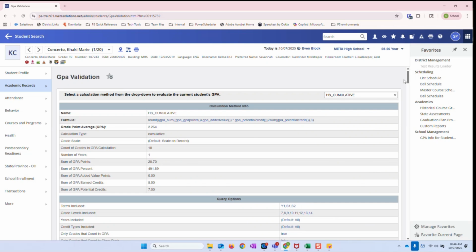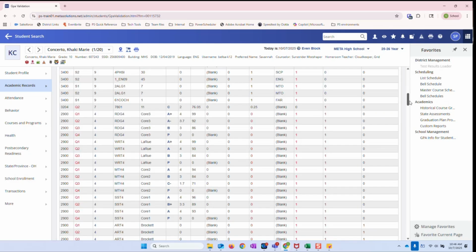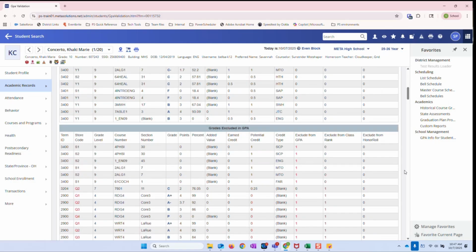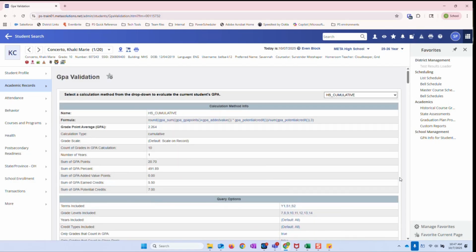Some of our school staff have found miscalculations based upon, maybe a year wasn't included, maybe a grade level, or maybe something was excluded that shouldn't have been, or something didn't have potential credit on it that should have. So good tool here. Any questions? I am not seeing any questions, but yeah, this is a great tool to use especially when you're troubleshooting.